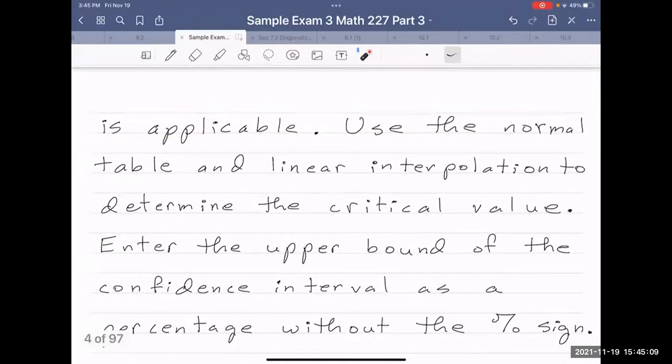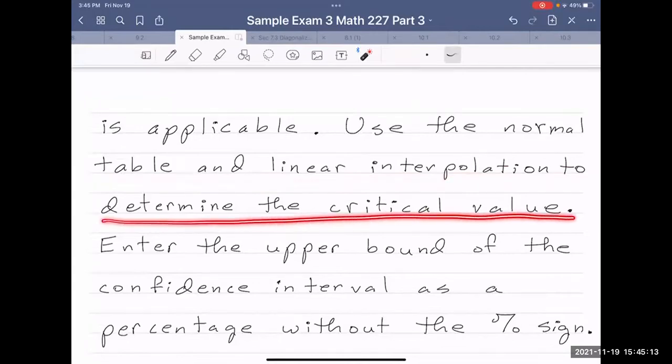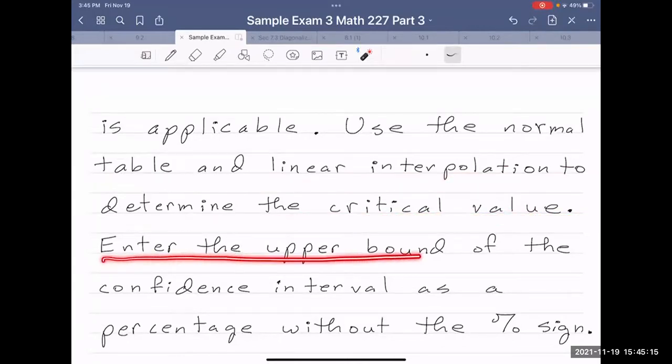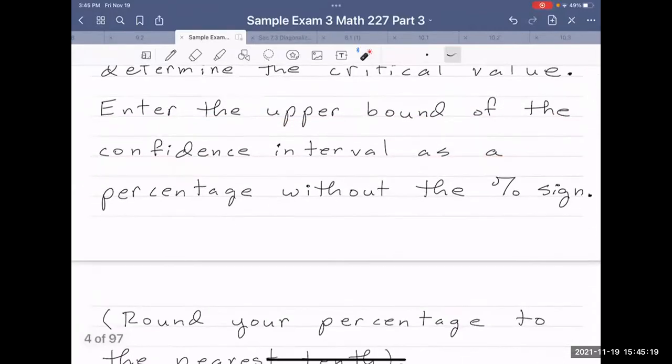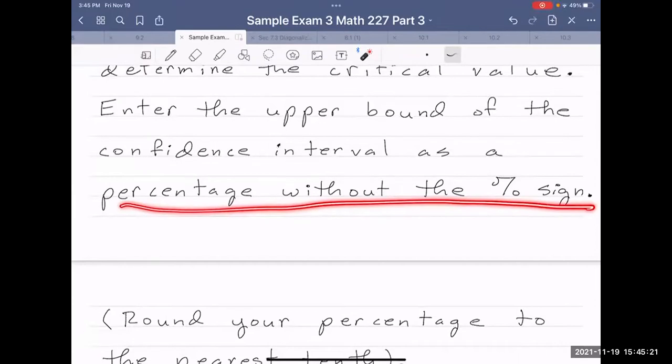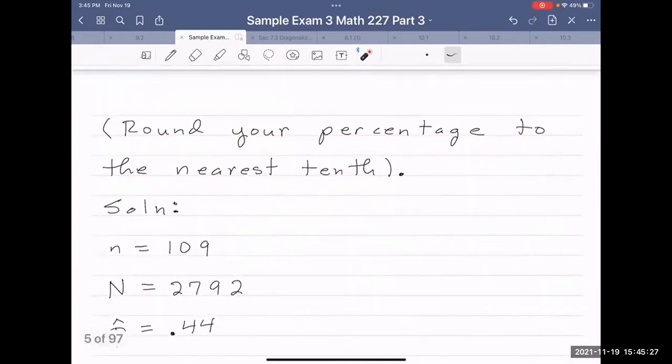Use the normal table and linear interpolation to determine the critical value. Enter the upper bound of the confidence interval as a percentage without the percent sign. Round your percentage to the nearest tenth. Okay, so let's do this. So let's collect all the information.